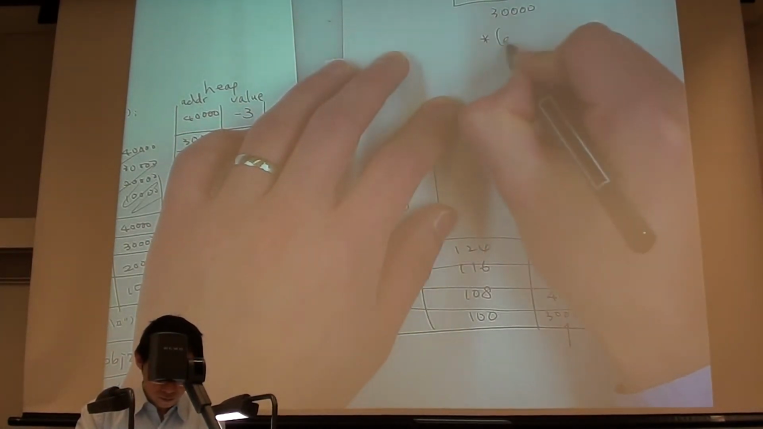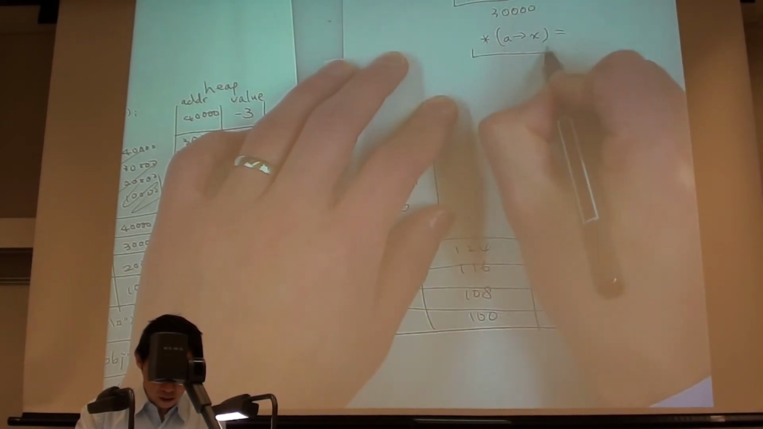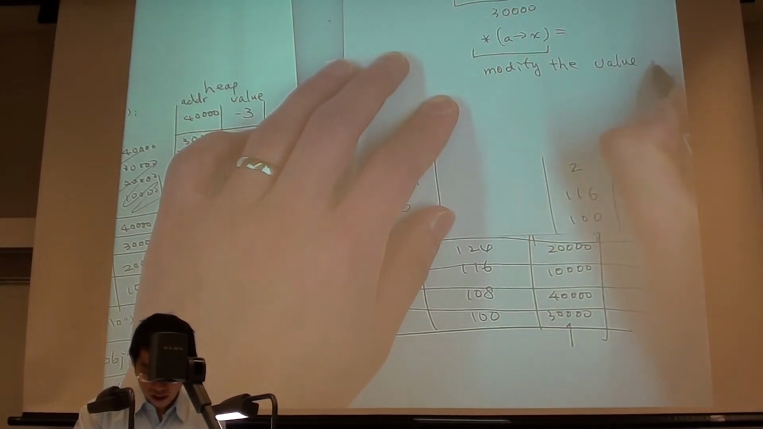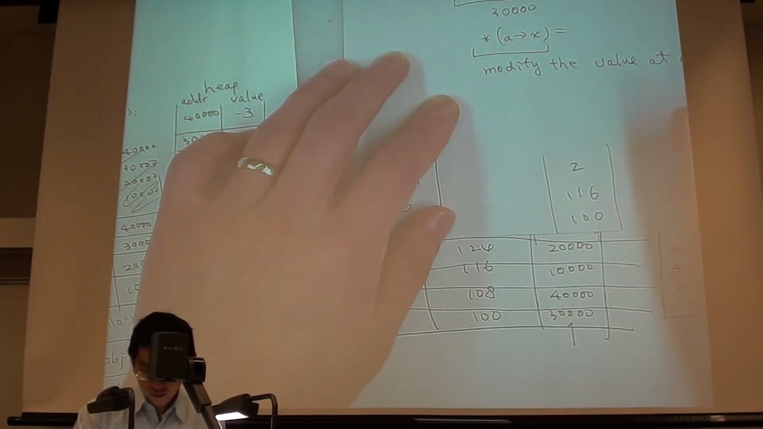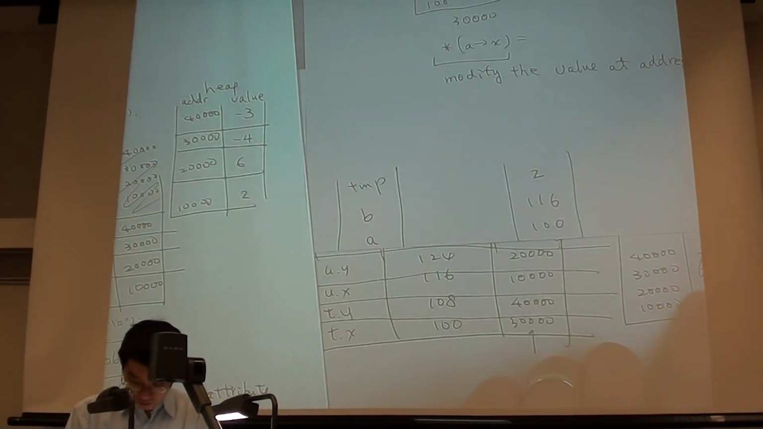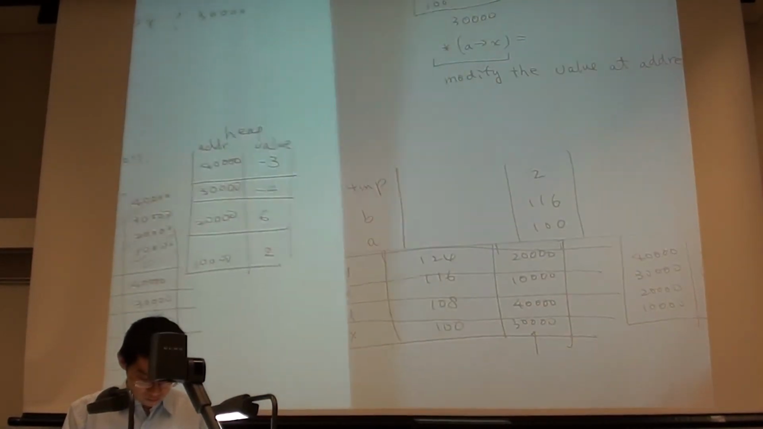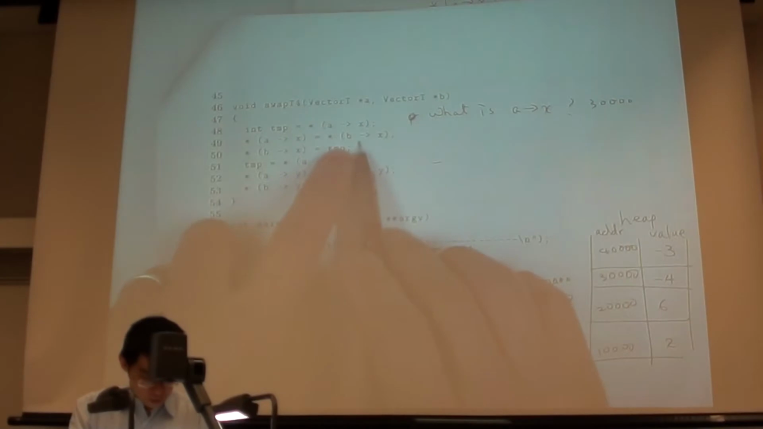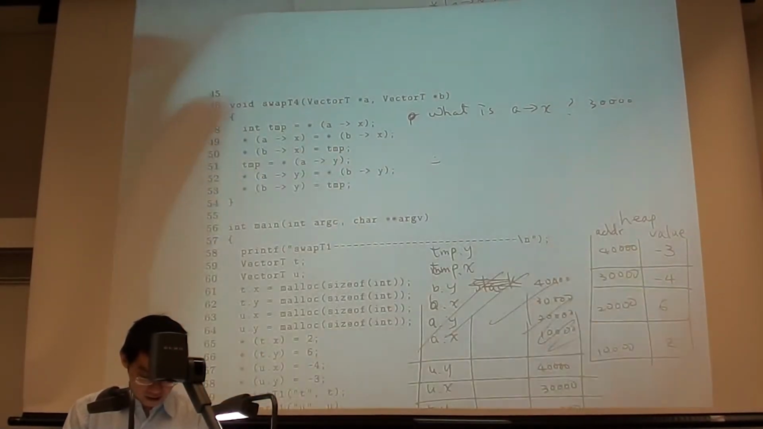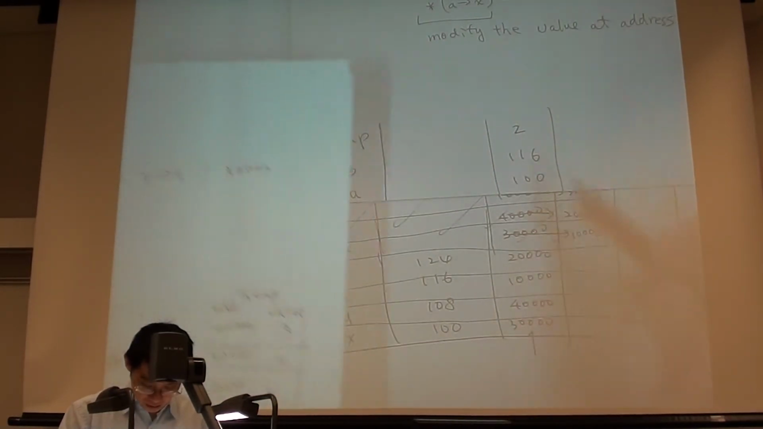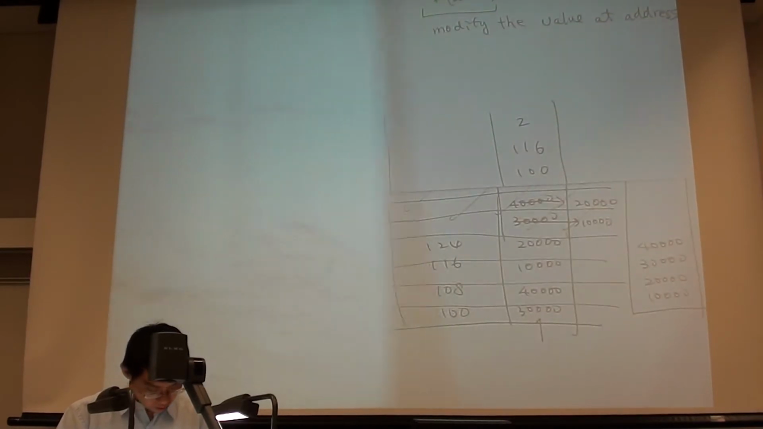When we say star A->X, it means this one you are going to modify the value at address 30,000. So you are going to change this value. Basically, you are going to change A's X into B's X. So temp should be 30,000, so this should be 2.